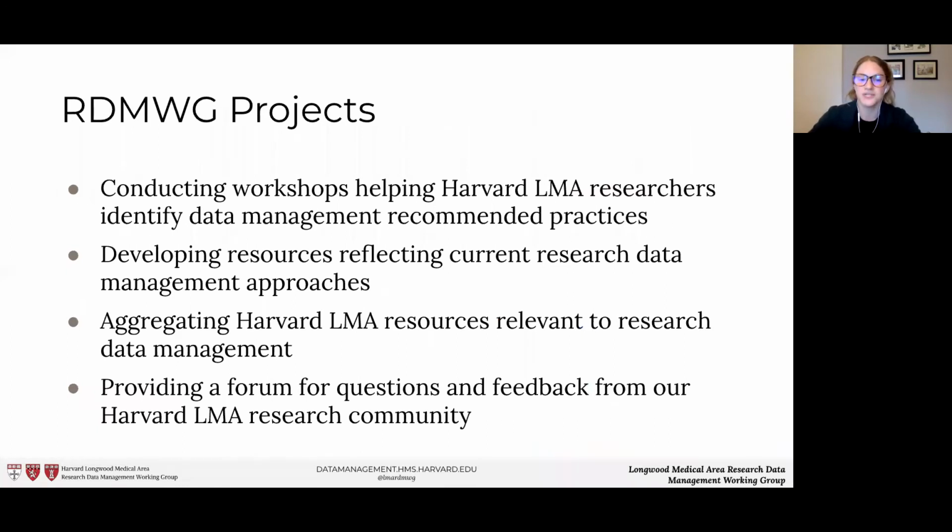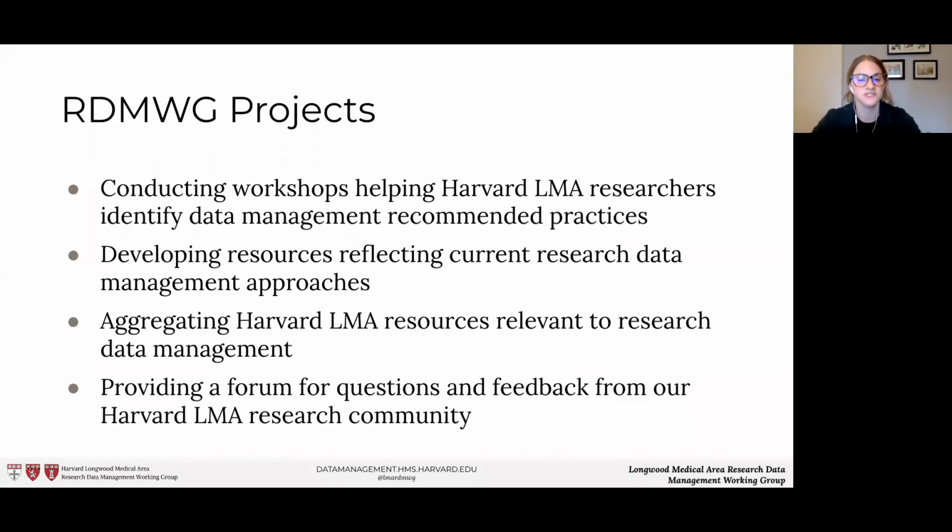So our working group meets monthly. And these are open meetings to anyone in the community. We use these meetings to find out about data management efforts, both at LMA and Harvard levels, report on our subgroup project work, and then it's a real forum for discussion. We occasionally bring in members of the community to guest speak and present on relevant topics.